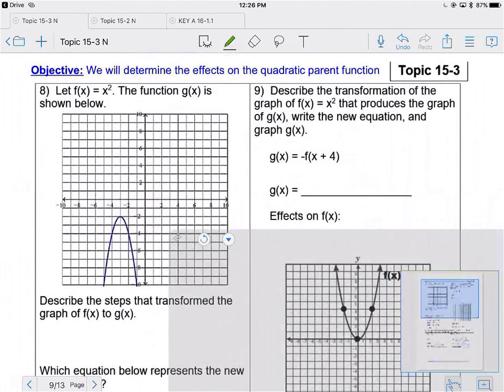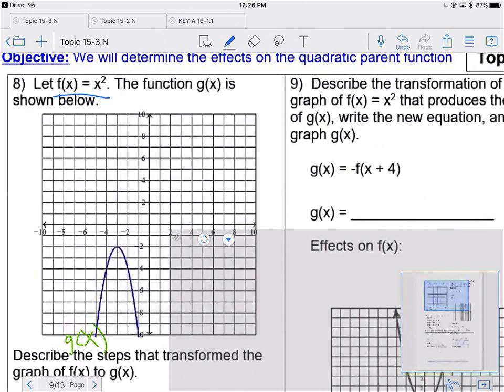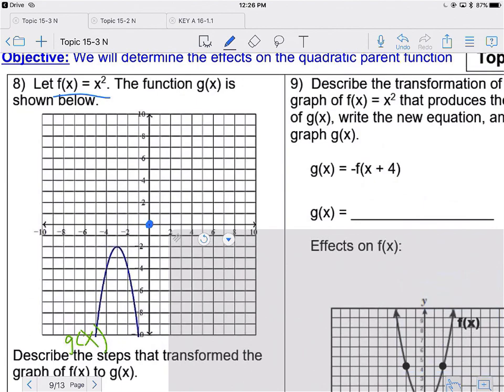On the back, they tell us, problem 8, let f of x equals x squared. The function g of x is shown below. Determine the steps that transform the graph of f of x to g of x. So this graph is g of x. They tell me g of x is shown. And they want me to let f of x be x squared. So I'm going to go ahead and graph x squared just so I can see what happens. Remember, x squared starts at 0, 0 and goes out 1, 1. So that's our basic box, the 1, 1, 1.